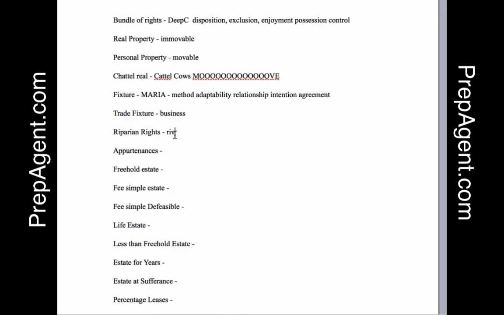Riparian rights. One word. River. Is river really the definition of riparian rights? No. So why is it a good key word? Because the definition will have the word river in it. Because riparian rights has to do with owning property by a moving body of water or water course. An example is a river. So it could be a stream, creek, things of that nature as well. It has to do with moving water, as opposed to littoral rights, which is when you're abutting a lake or an ocean.